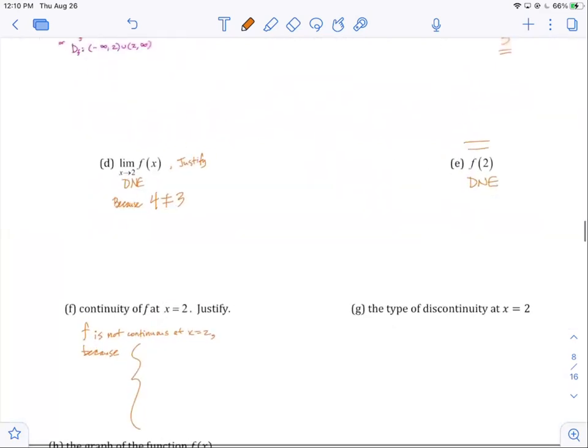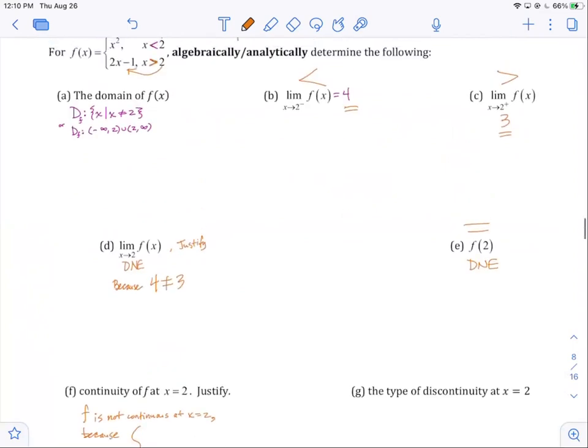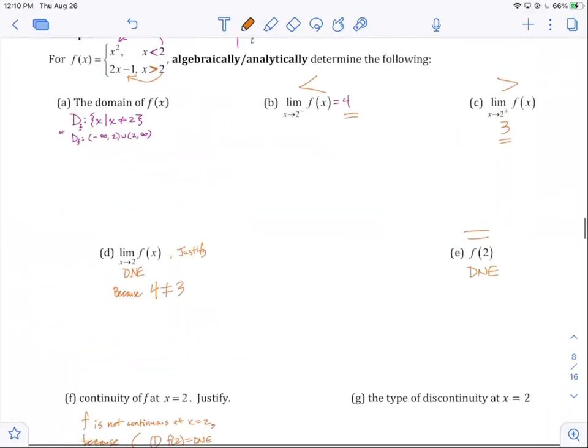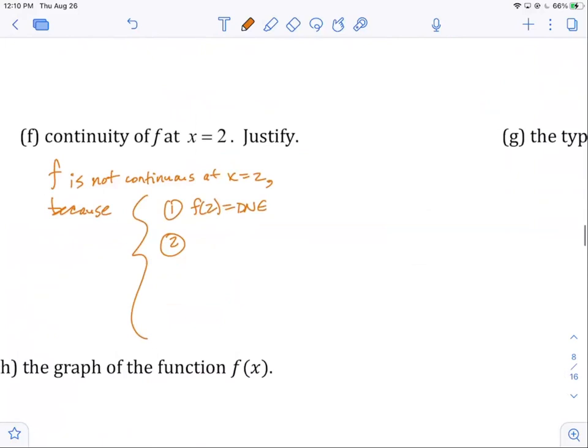What would be one way? Right? Because, I'll just put that, because f of 2 equals d and e. If we've already collected the evidence, you could say because 4 does not equal 3, right? That means the two one-sided limits don't equal each other. You could say since the general limit as x goes to 2 of f equals DNE. You could do that as well.